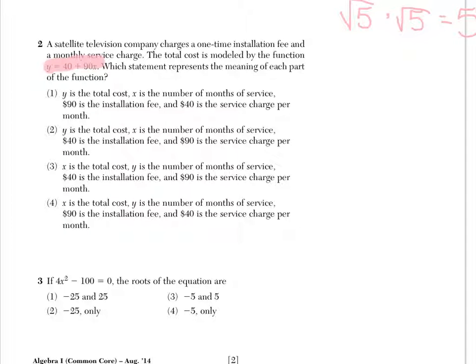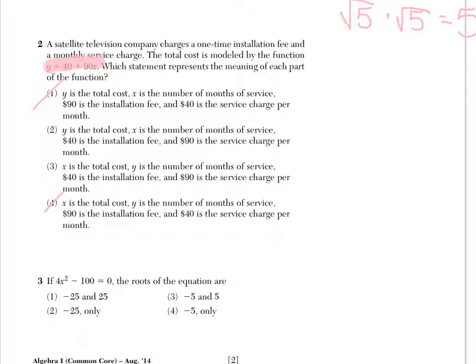So y is the total cost. I'm not worried about that. I want to talk about the 40. 40 is the service charge per month. Definitely not, because that means that it could possibly vary. Okay, let's see, $40 is the installation fee. Interesting, this looks pretty good. I'm not going to cross off number 2. An installation fee would be something that you would pay up front, and 3 I'm going to keep for the same reason. I'm also going to get rid of 4 because of the same reason why I got rid of 1.